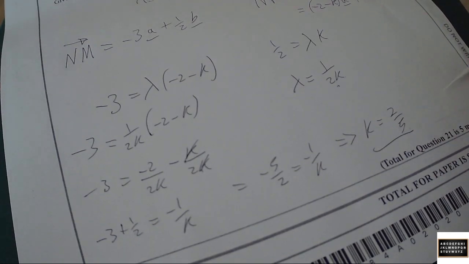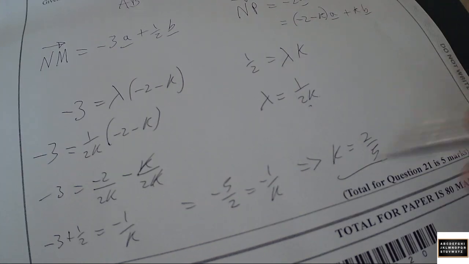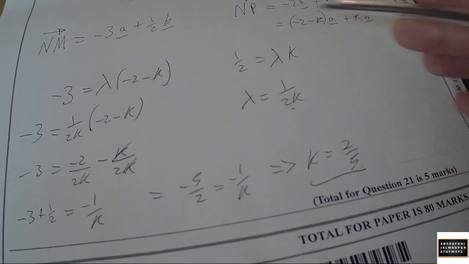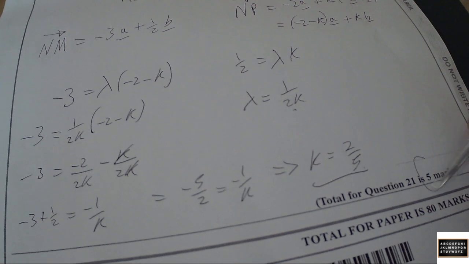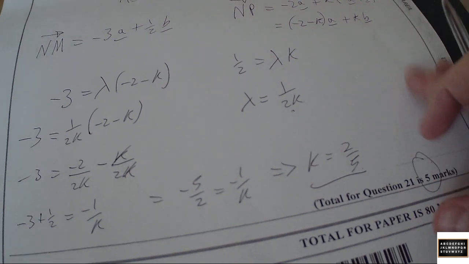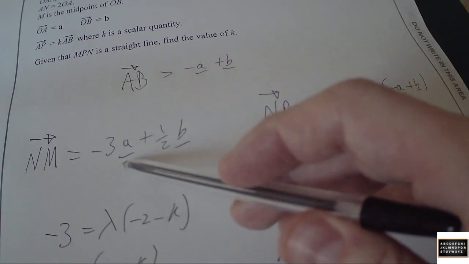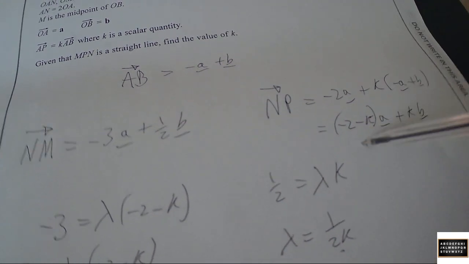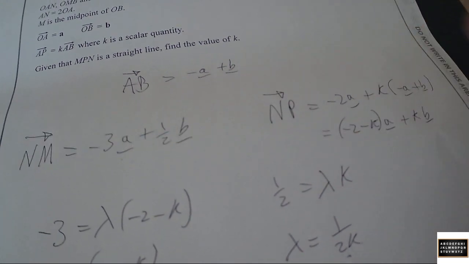So k is 2/5. That's a very, very difficult question. Lots of work, lots of thinking had to happen to get these 5 marks. But as I said earlier, even if you can't get the 2/5, if you can at least write vectors for NM and maybe get a vector for NP and maybe get this bit out, you'd probably get 3 out of the 5 or 2 out of the 5 marks, and that's well worth doing.